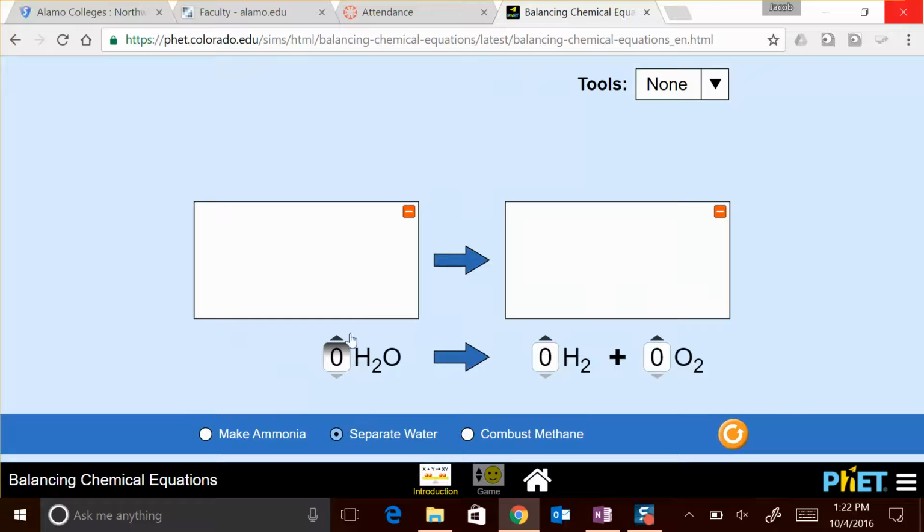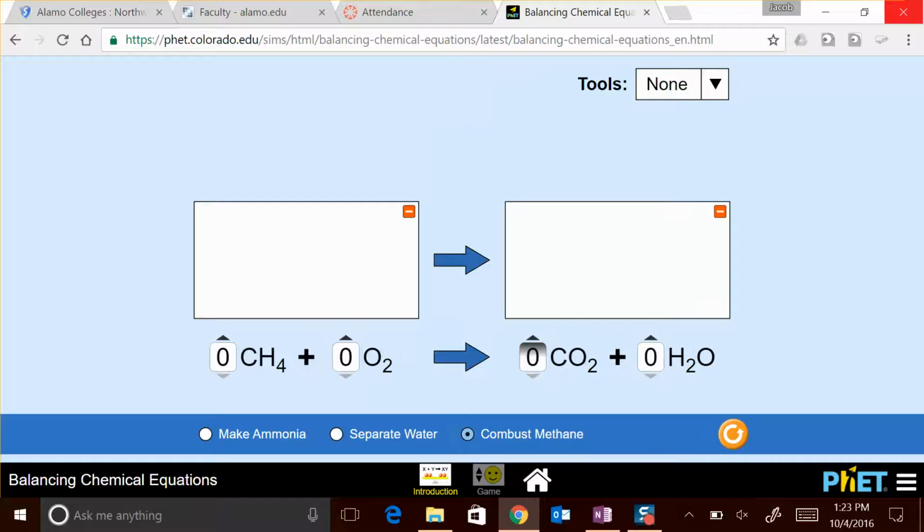Okay, so here's the water equation. We did that earlier. 1 of each. So I want to balance my oxygens. That means I need 2 waters to have 2 oxygens. And I have 4 hydrogens on this side of the reaction, so I want to have 4 on the other side. So I add another one of these, and I get a balanced chemical equation.